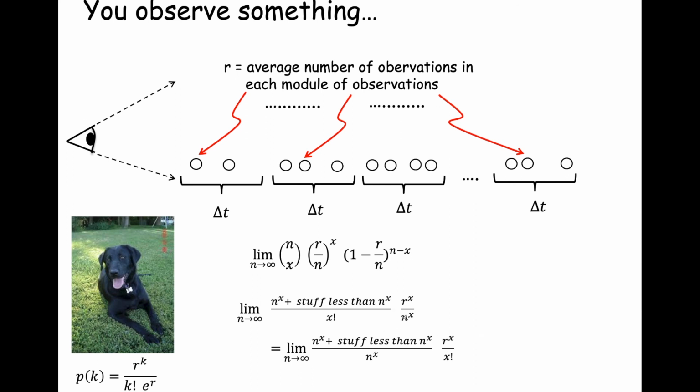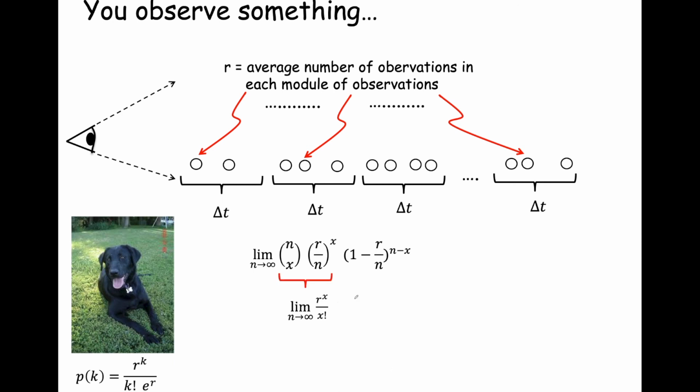I swap the denominators because multiplication is commutative. n to the x over n to the x is 1, and I'm left with the limit as n goes to infinity of r to the x upon x factorial, which is just r to the x upon x factorial. And so the limit of the product of the first two terms is just the product of the limit of the first term with the limit of the second term. If I do that, I get the limit as n goes to infinity of r to the x power upon x factorial. Okay, so we've taken care of the first term.